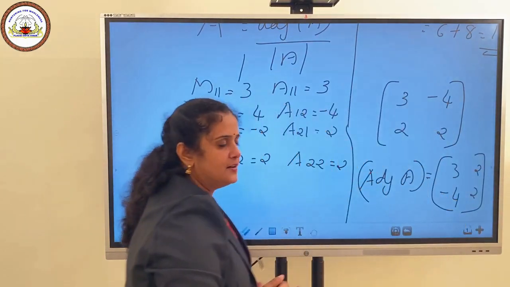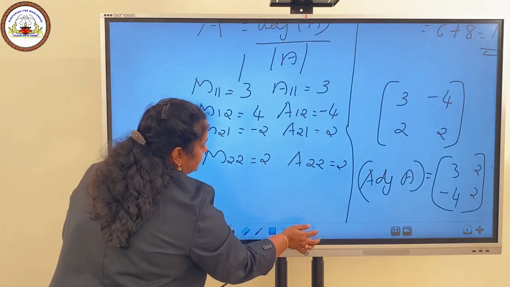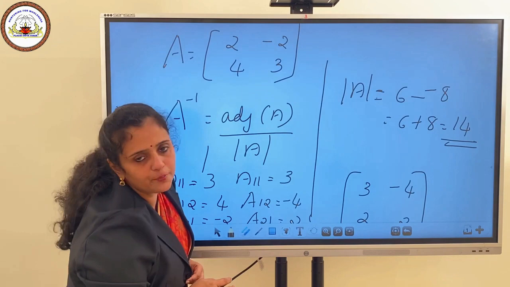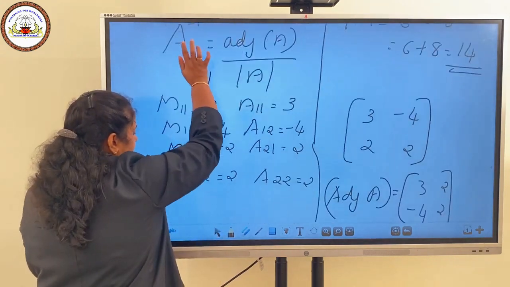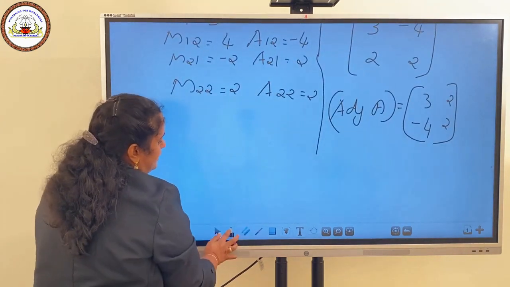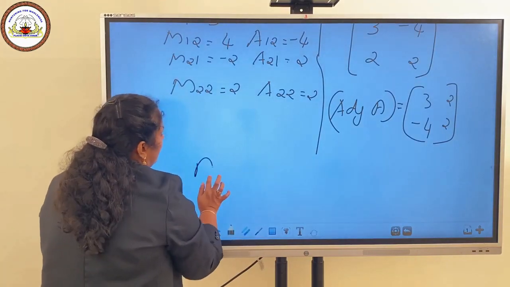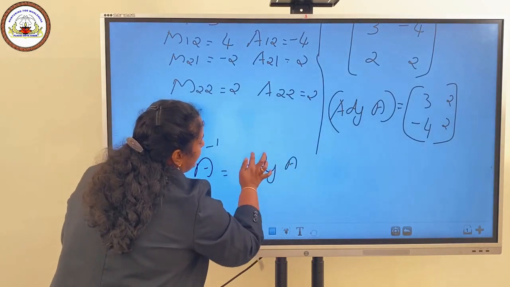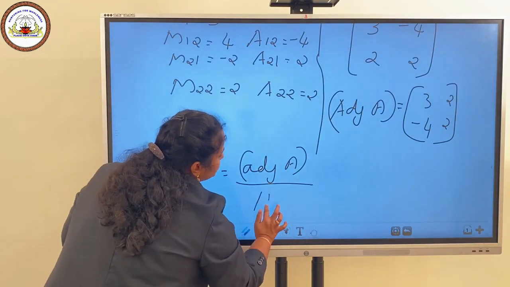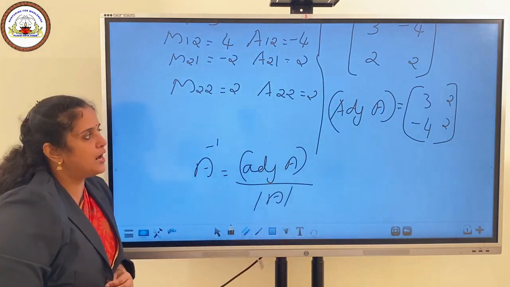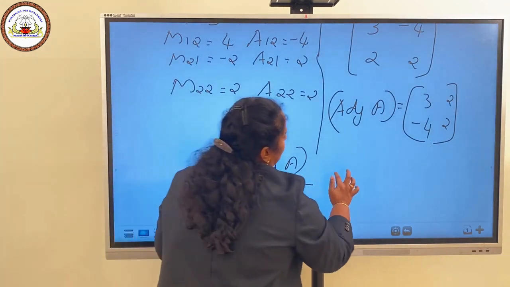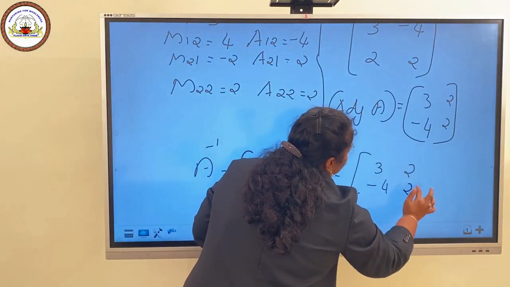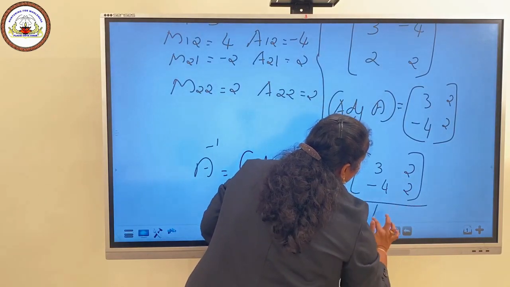Then we can find the inverse. A inverse is equal to, we already got the answer, the determinant of A is equal to 14. The inverse of the matrix is equal to the adjoint of A divided by the determinant of A. That is the formula to find the inverse of a matrix. The adjoint of A is 3, 2, minus 4, 2, divided by 14.